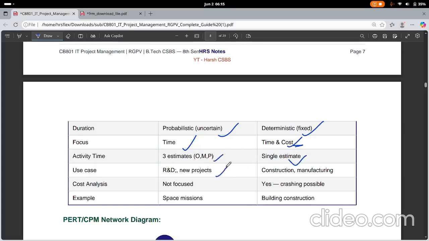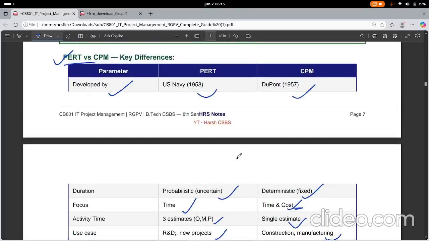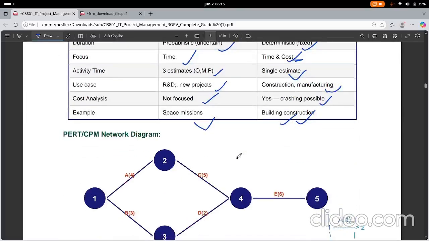PERT requires a lot of R&D and is used for new projects, while CPM is used for construction and manufacturing. PERT doesn't focus on cost analysis, while CPM does. An example for PERT is space missions: you don't know what is going to come or how much time it will take. But while building a construction, you know everything: how much time the foundation, interior and exterior will take. So these are the two types of scheduling techniques.